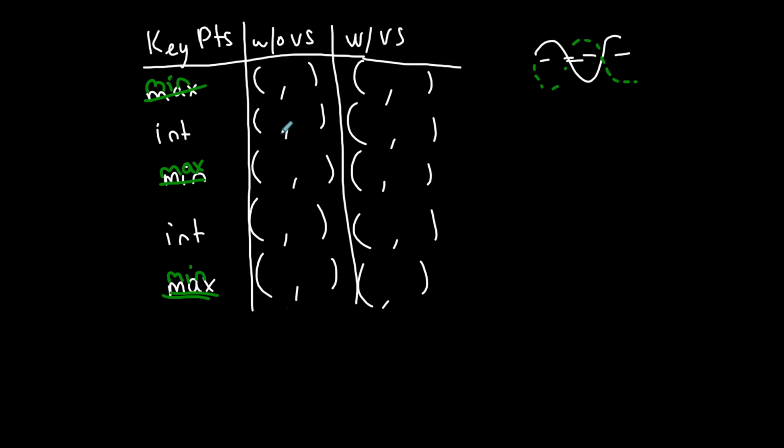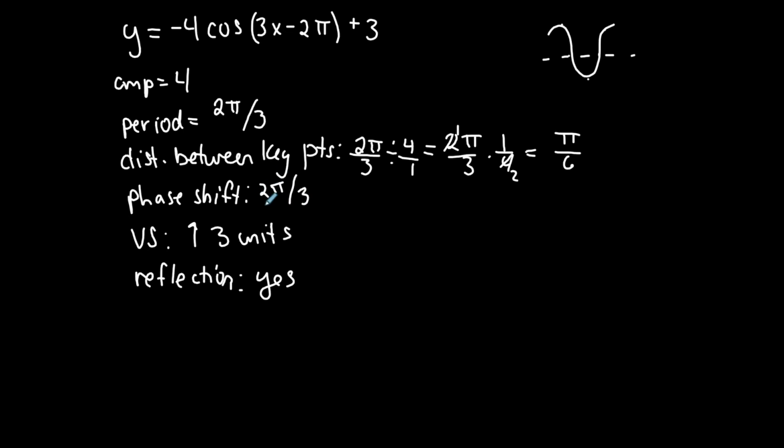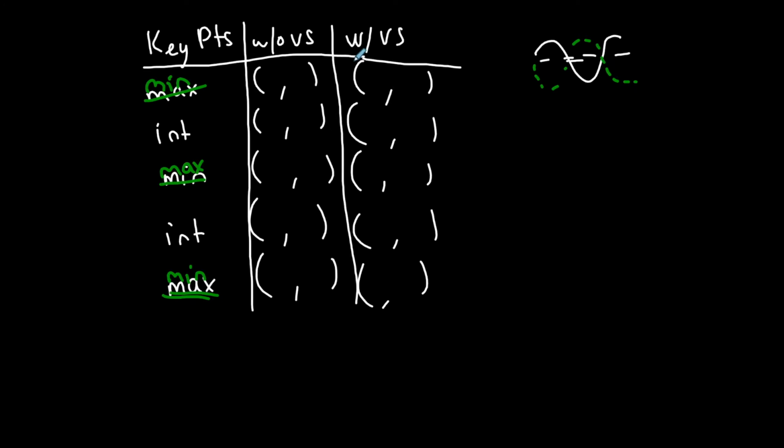X coordinates of our key points. We're going to start with the phase shift if there is one. And the phase shift is 2 pi over 3. So my first x coordinate is 2 pi over 3.